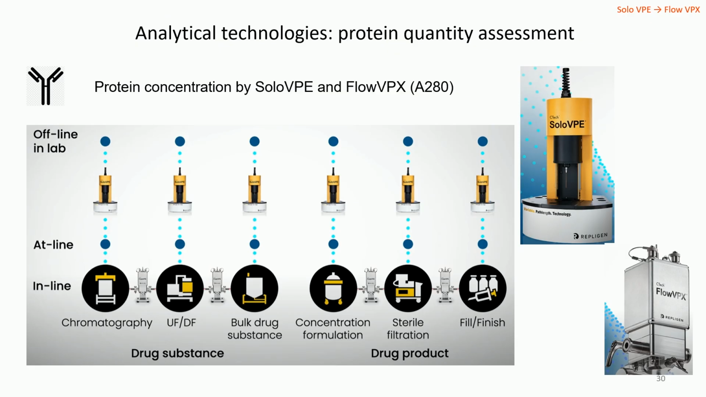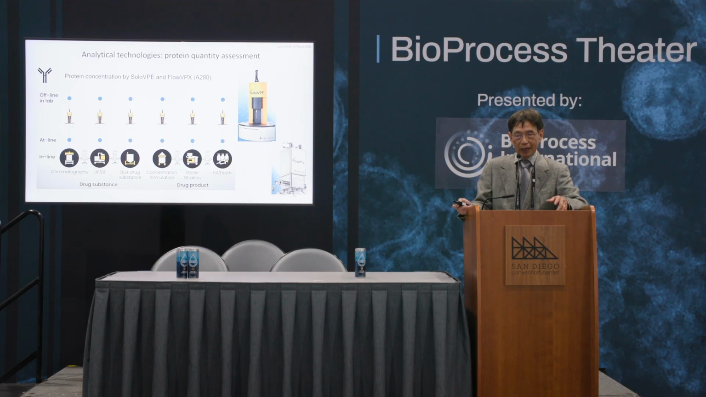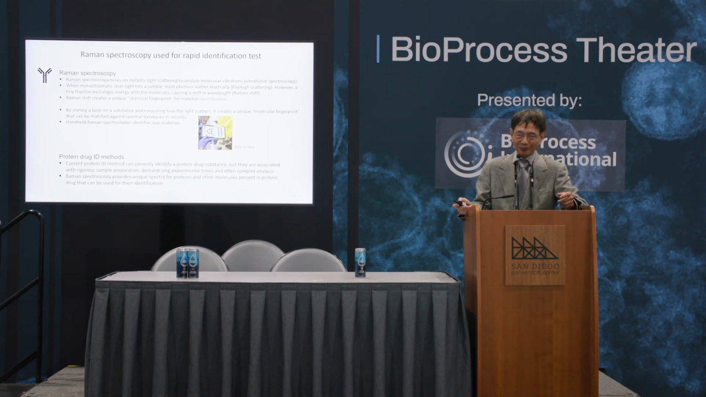And this is another one, you want to do the in-process monitoring. Instead of taking a sample out and then doing the offline assay, you can do the inline assay. It's called FlowVPE. Again, this was developed by C Technologies, but it's bought by Repligen right now. So this is the trend. I know a lot of big pharma, they use the FlowVPE to do the inline assay, especially in the final UFDF drug substance manufacturing. They want to know the concentration instead of taking a sample and doing the offline assay.